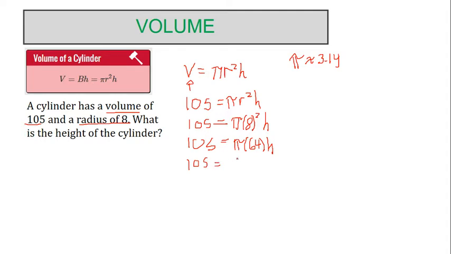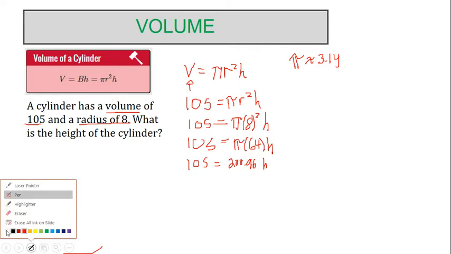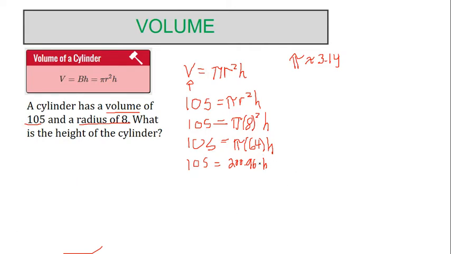So now we have that 105 is equal to 200.96 times h. All right, so now we have a simple one-step equation. So some number times 200.96 equals 105. I want to isolate that variable. So then to undo multiplying by 200.96, we divide both sides by 200.96. Right, so this is just solving an equation, isolating a variable.